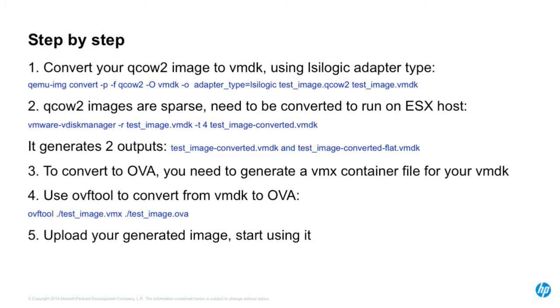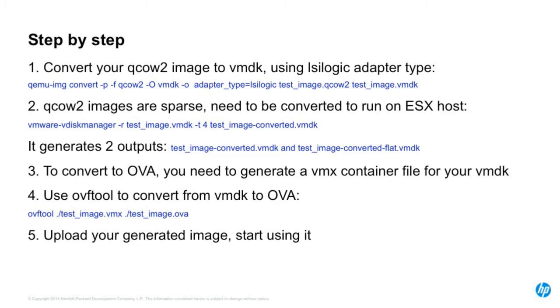Then this image will be generated in a sparse format, and this won't run on an ESX host. You need to convert it again, to convert the format. You need a tool like VMware Disk Manager to achieve it, using this command that you can see there. Once you have it, it will generate two types of files. You need the converted one and a flat one. Then you have your VMDK image ready.